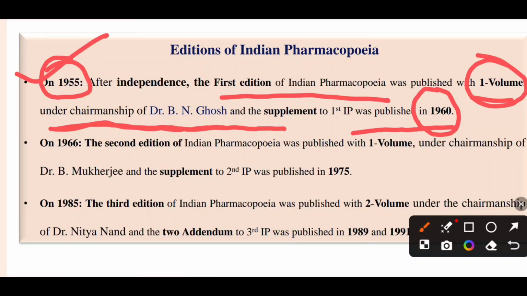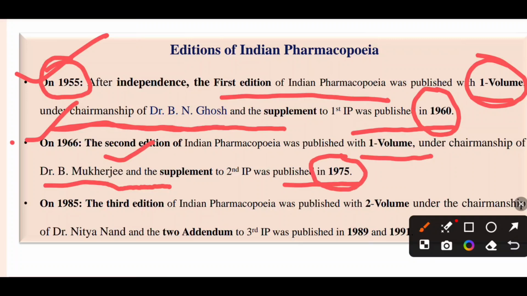Next, in 1966, the second edition of Indian Pharmacopoeia was published with one volume under the chairmanship of Dr. B. Mukherjee, and the supplement of the second Indian Pharmacopoeia was published in 1975. Okay, 1966, second edition with one volume under Dr. B. Mukherjee, and the supplement was published in 1975.